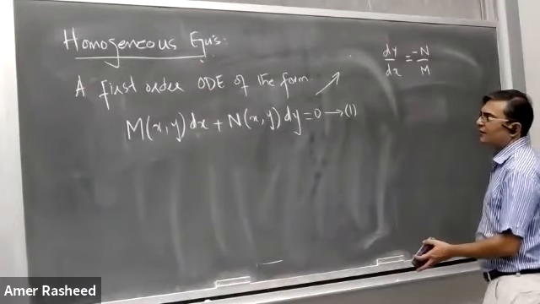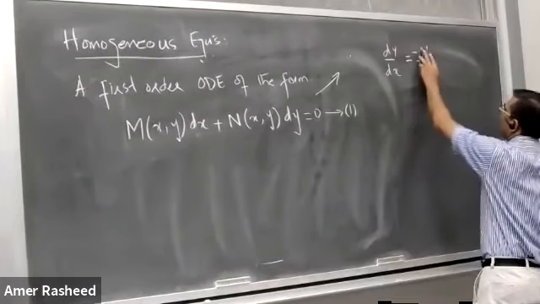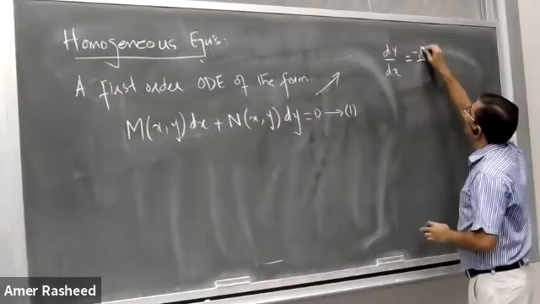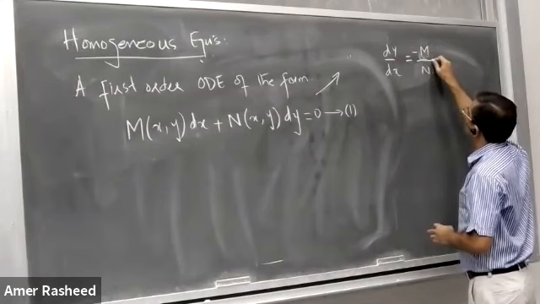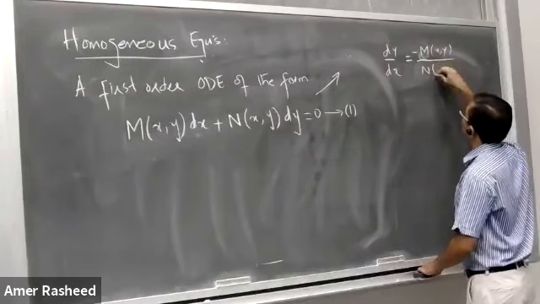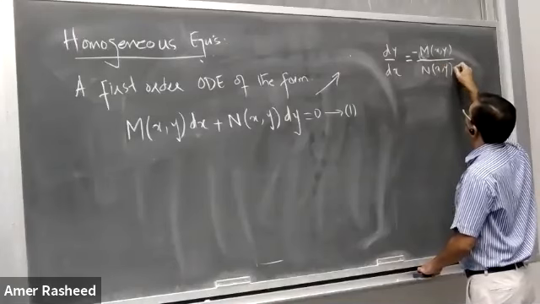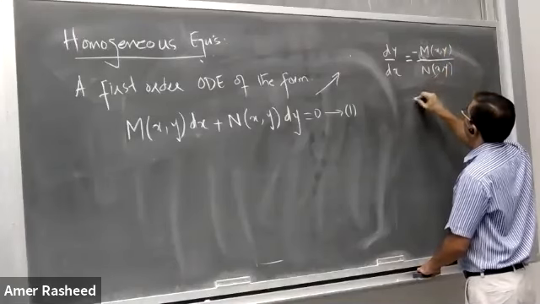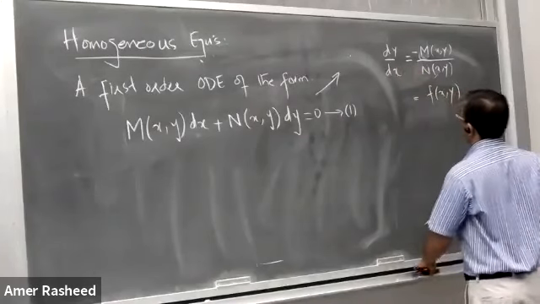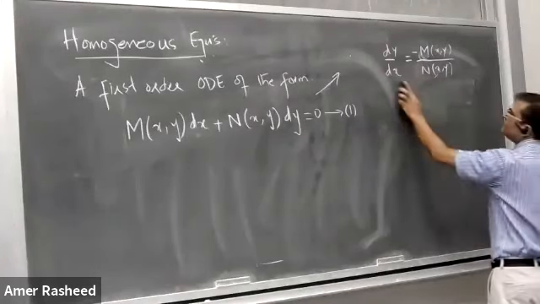Actually, M will come on top and N will come at the bottom, because we divide by the coefficient of dy, so it is negative M over N, where M is a function of x,y and N is a function of x,y. As a whole, this is a function of x and y. So what do we get? We get the first order ODE.